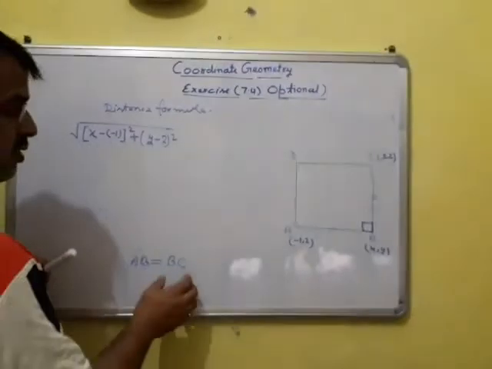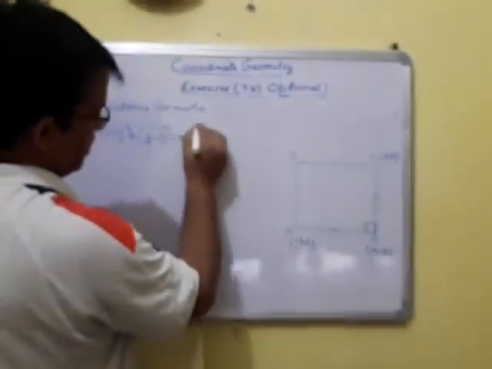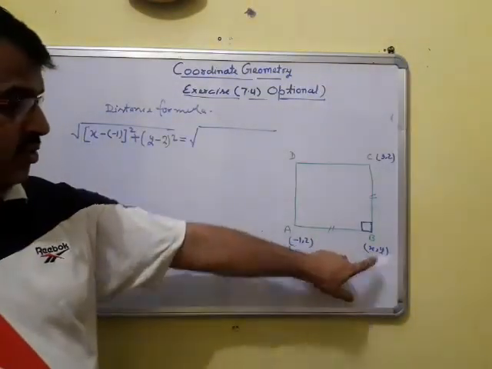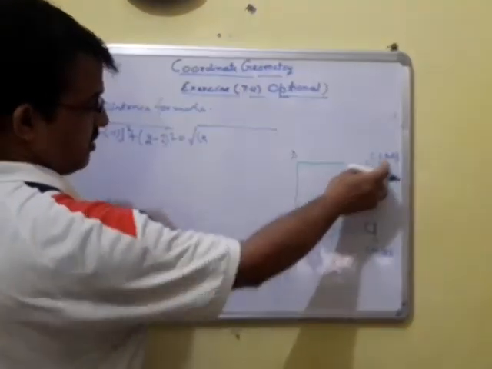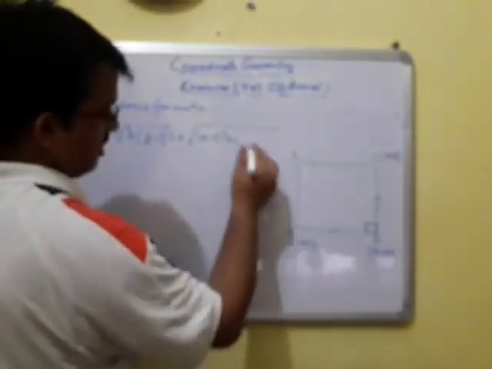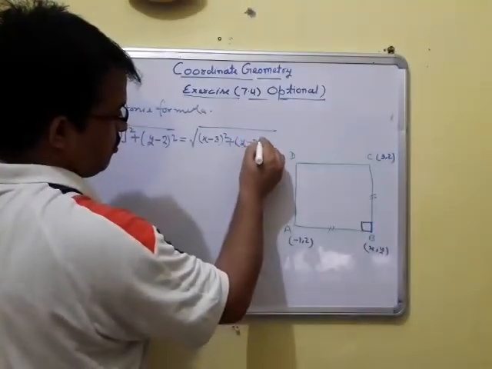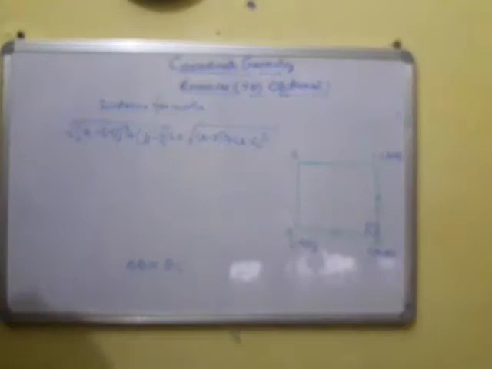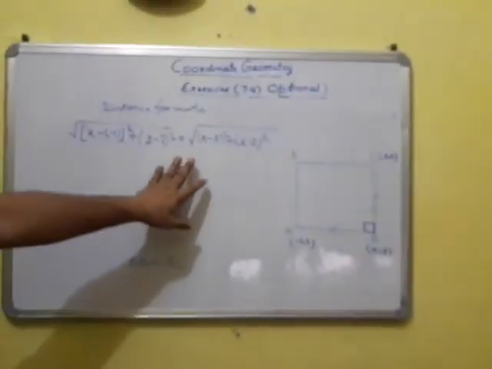Now equal to the distance of BC. तो हम निकालेंगे equal to distance of BC. x2 here is x and x1 is 3, so x minus 3 whole square plus y2 is y and y1 is 2, so y minus 2 whole square. Have any doubt? I think this one is very clear.